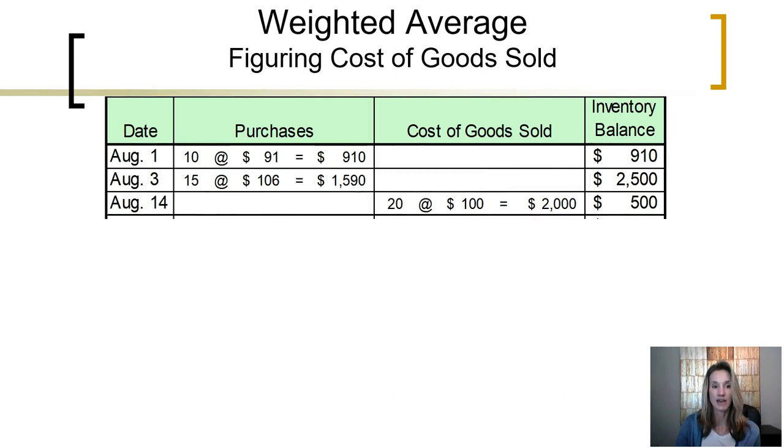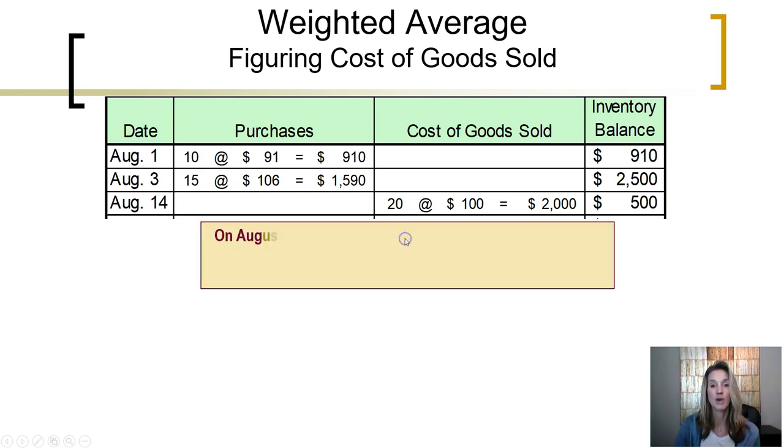So applying that, we're starting with 10 units at $91 a piece in the beginning of August. On August 3rd, 15 units were purchased at a cost of $106, bringing the total cost of inventory available for sale up to $2,500 and the number of units available for sale at 25. The 10 units that they started with plus the 15 they just purchased. On August 14th, 20 units were sold.